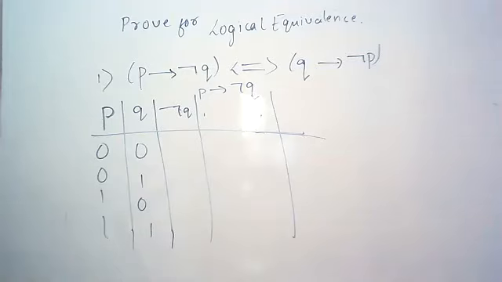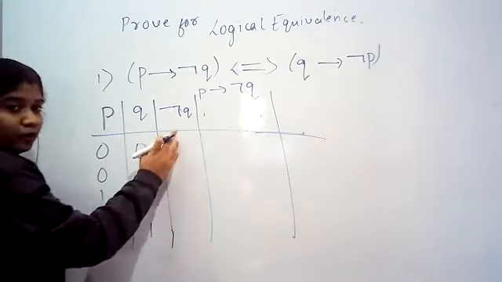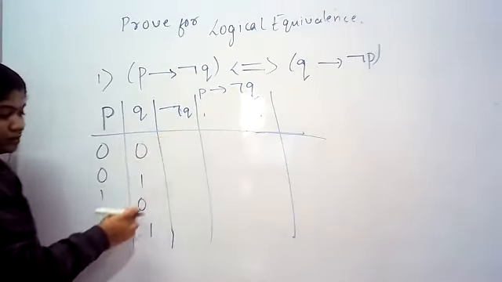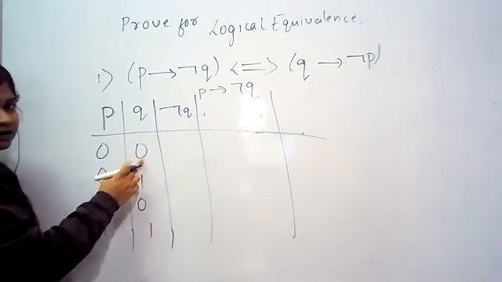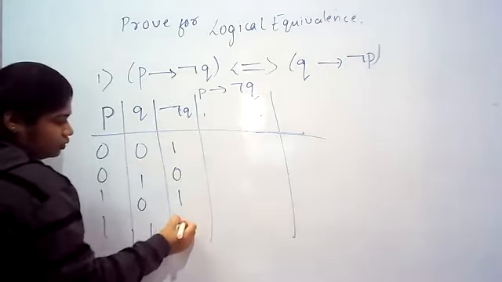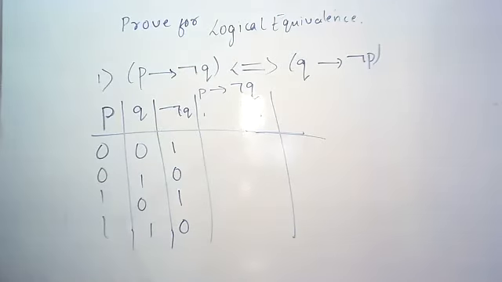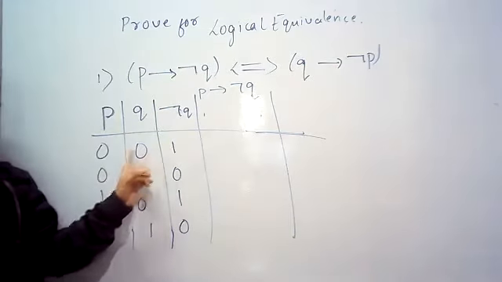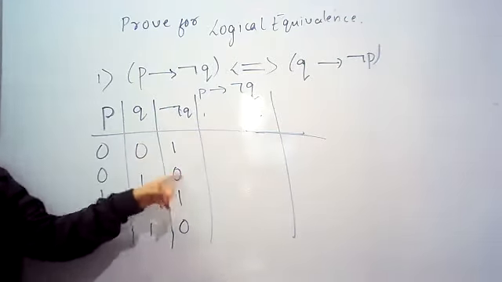First I will solve these things. First I need to solve negation Q. How are we going to solve it? Here I have 0, 1, 0, 1. What I'll get is 1, 0, 1, 0. When we negate, if it is 0 put 1, if it is 1 put 0.